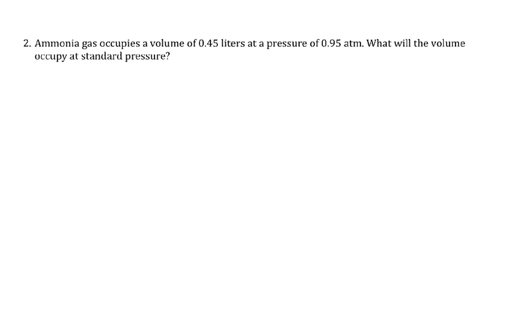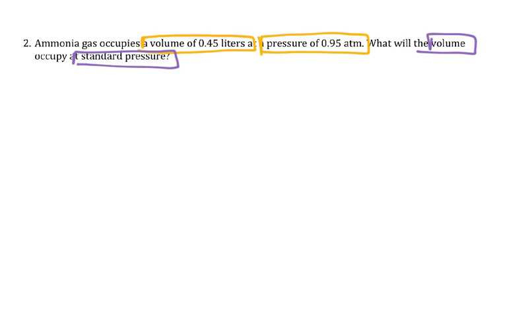Ammonia gas occupies a volume of 4.5 liters at a pressure of 0.95 atm. What will the volume occupy at standard pressure? So again, I'm given 2 volumes, or it's talking about 2 volumes. It's also talking about 2 pressures. So anytime I have 2 values for volume, or 2 values for pressure, and then one value for volume, and it's asking for another one, that's an indicator that we're going to use this Boyle's law relationship.